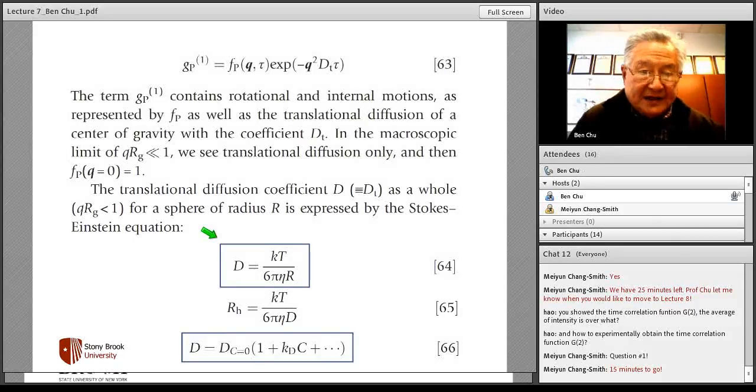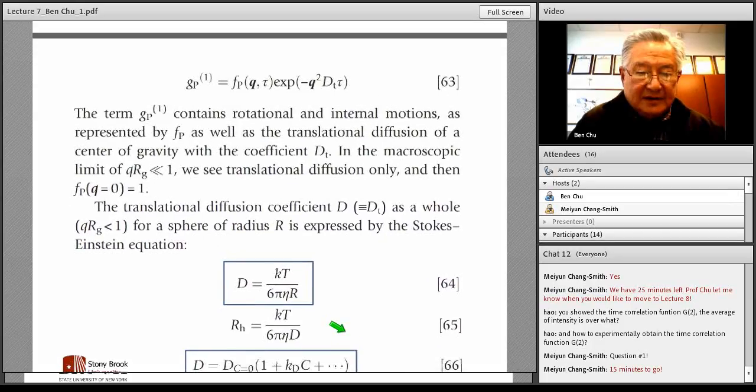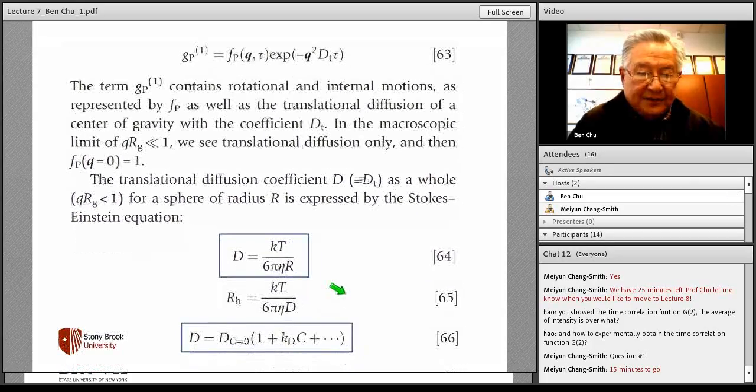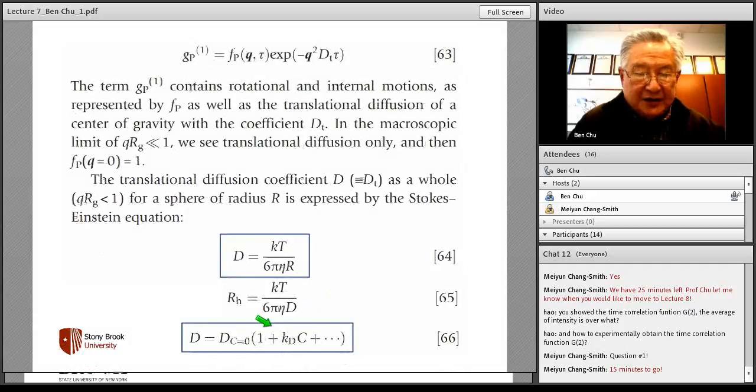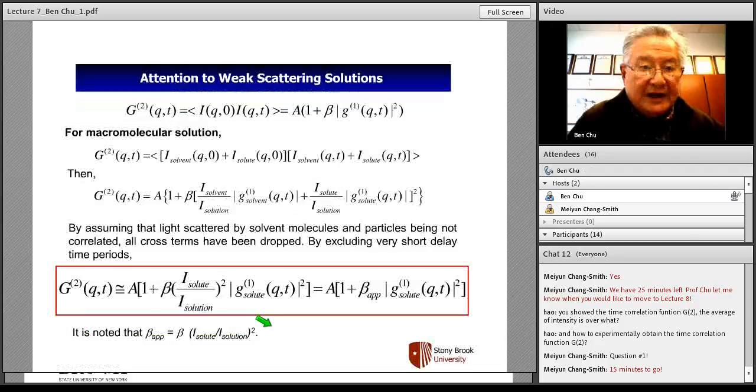The simple case is if you have only the translational diffusion coefficient, then you can write kT over that, and R_H is equal to that. There's the Stokes-Einstein relationship. And suppose you say, if I have higher concentrations, then I can add some concentration term. I can also add a concentration term.